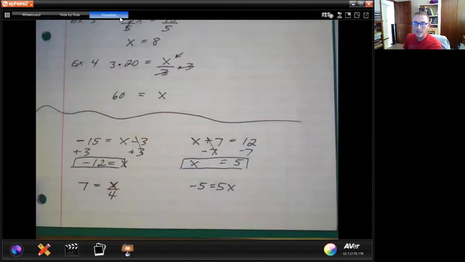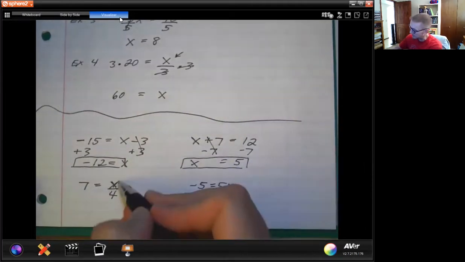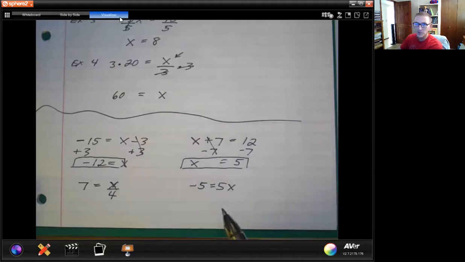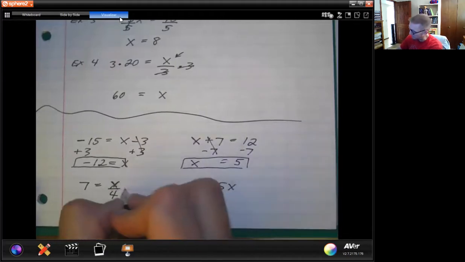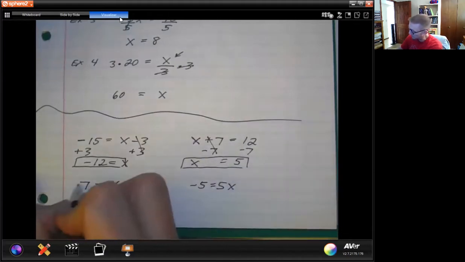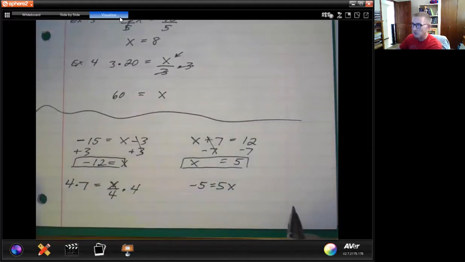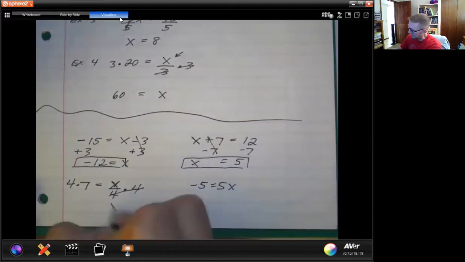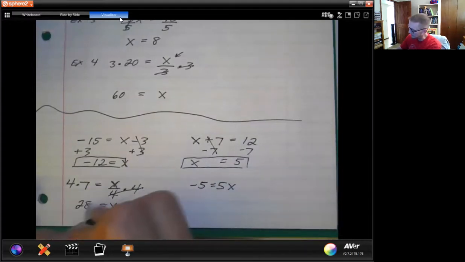Example number 3, the x is in a fraction, so that means x divided by 4. The opposite of divided by 4 is to multiply by 4. So I'm going to multiply both sides by 4. And x equals 28.